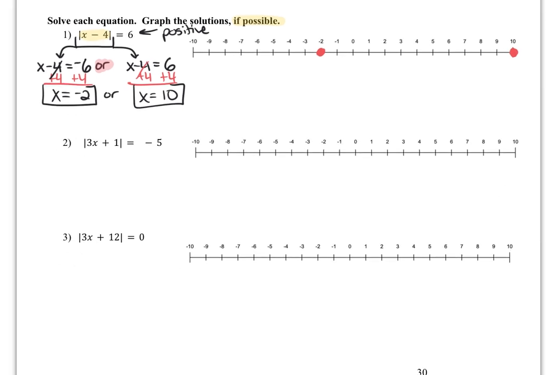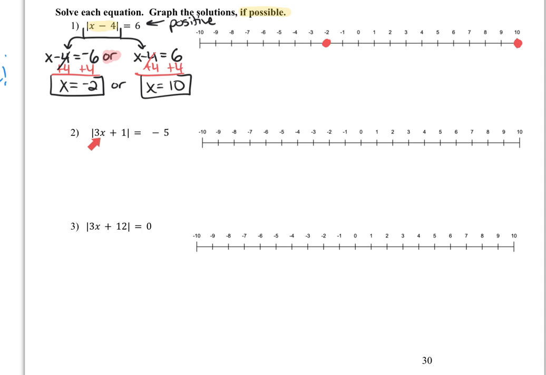Let's look into the next. We have the absolute value of 3x plus 1. All right, so my first thing I want to check is that the only thing on this side is an absolute value with stuff inside of it. There's nothing outside being multiplied or added, which is true. And then it says it equals negative 5.